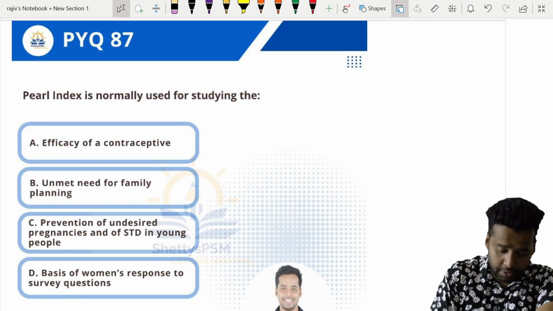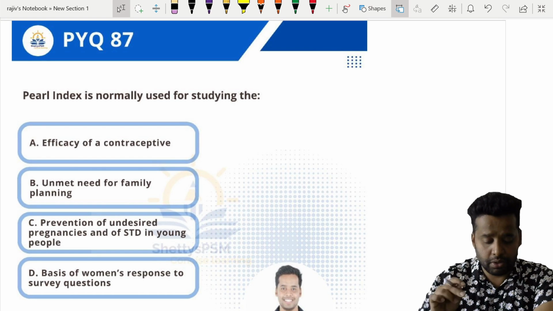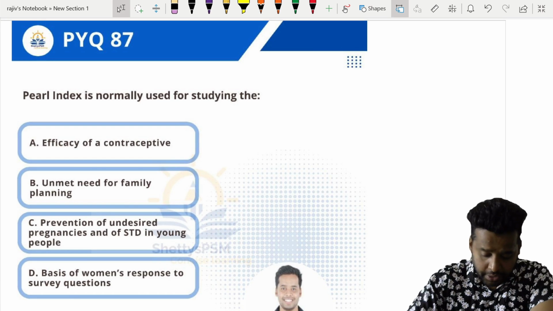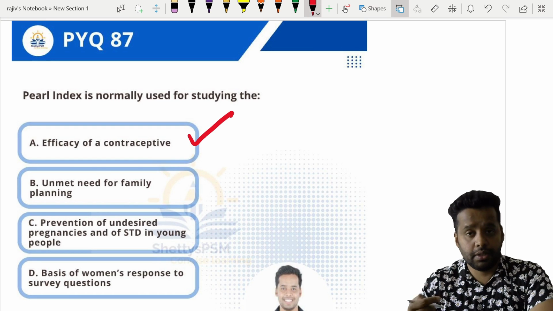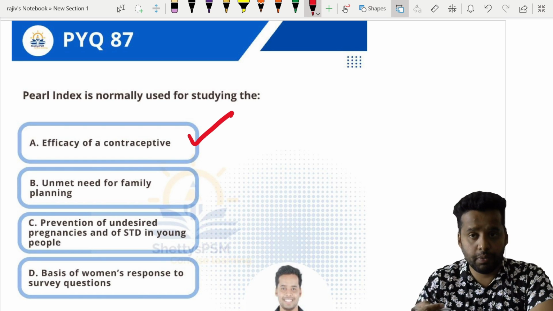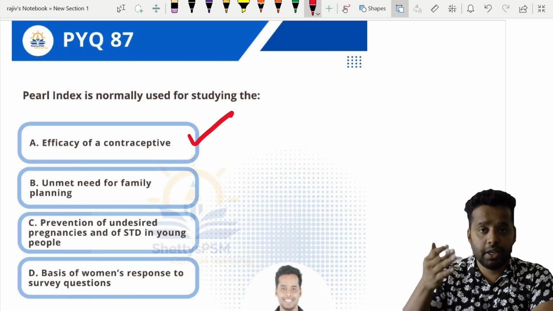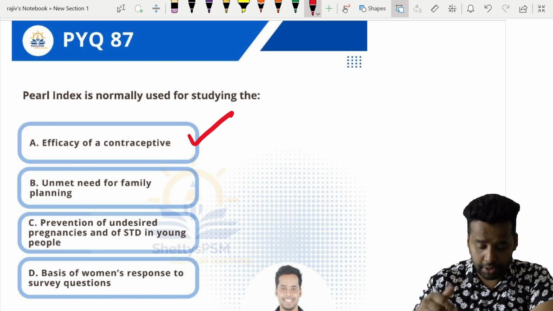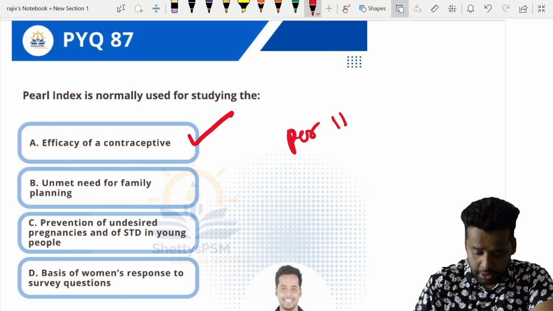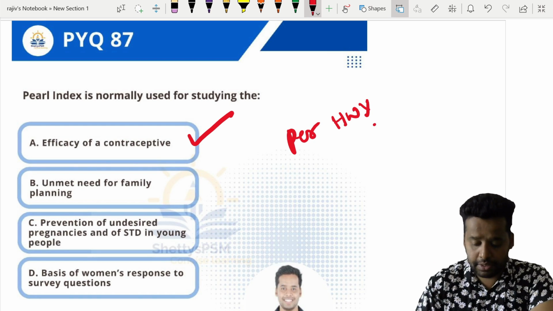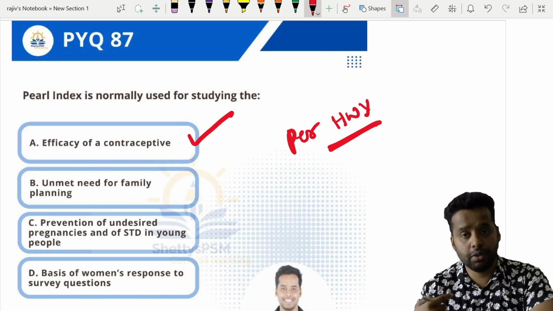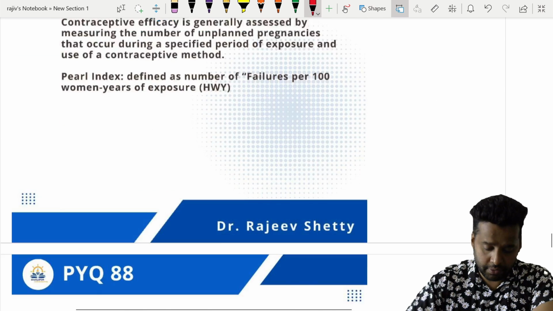Pearl index is for failure rate of a contraceptive, also said as efficacy of a contraceptive. How good is the contraceptive? If the Pearl index is lesser, the failure rate is less, the efficacy is better. How is it expressed? Per 100 women years. Lesser the failure rate of a contraceptive, more efficacy for that contraceptive.